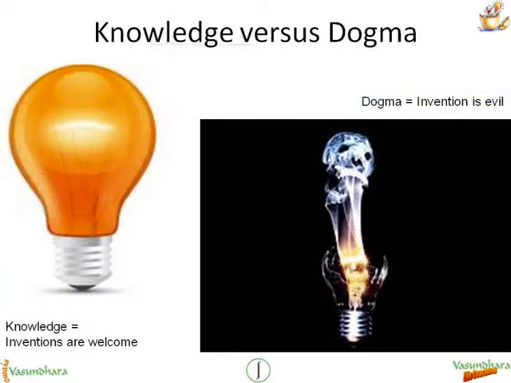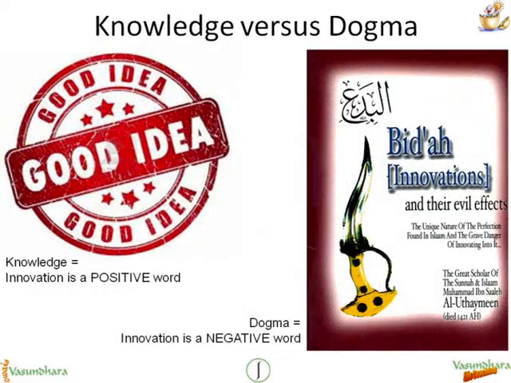For knowledge, inventions are welcome. For dogma, invention is evil. I respect the Amish a lot, but then they just don't like many modern inventions. Innovation that we are celebrating today, that we are talking about right now, that we are learning how to do. For knowledge, innovation is a positive word. But for dogma, innovation is a negative word.